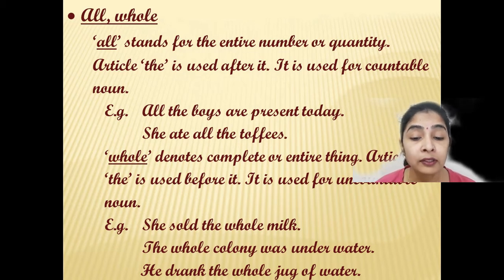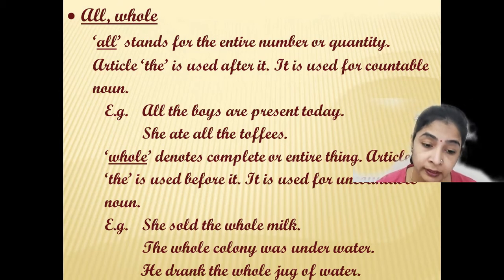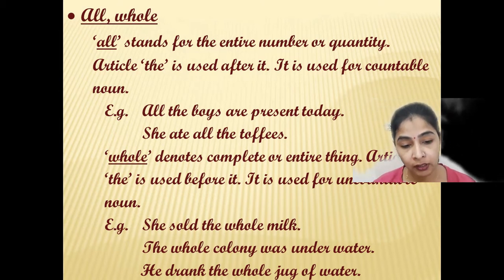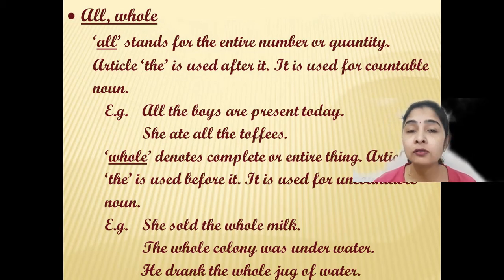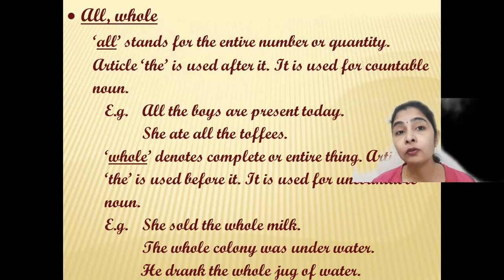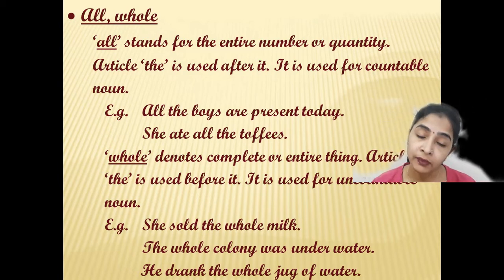Next thing, whole. Whole denotes a complete or entire thing, that I already said. The article the is used before it, that also I said. The whole, we use it for uncountable nouns. Example, she sold the whole milk. Now milk is not countable. Okay, we can measure it but we can't count it. So she sold the whole milk. The whole, the is used before whole.